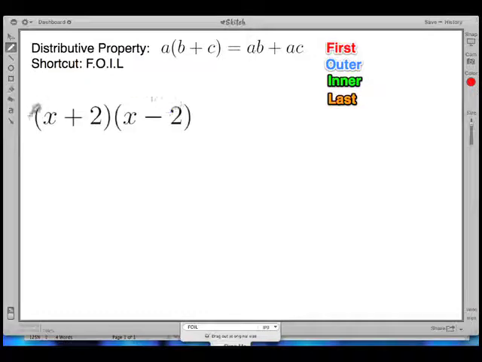First, when we look at our expression, tells us that we should multiply the first terms in each parentheses. So over here, our first term is x, and in this parentheses, our first term is x. So first tells us that we should multiply x times x. So let's start out right here. X times x.